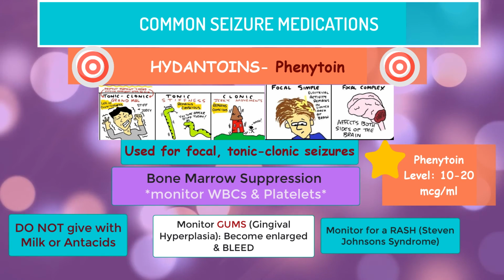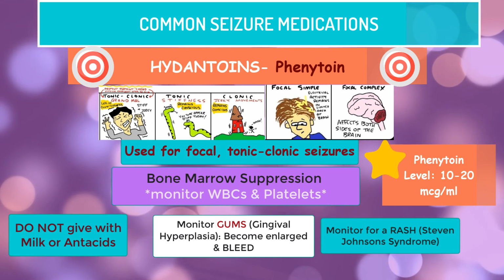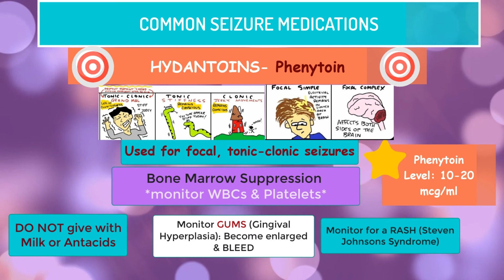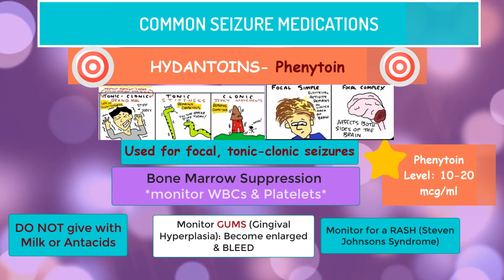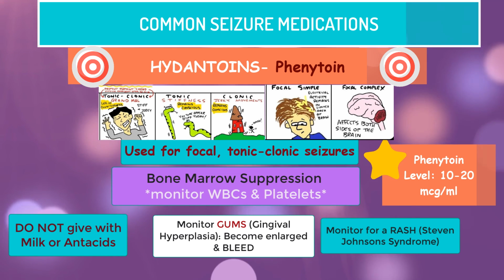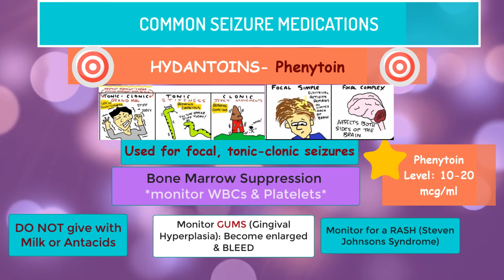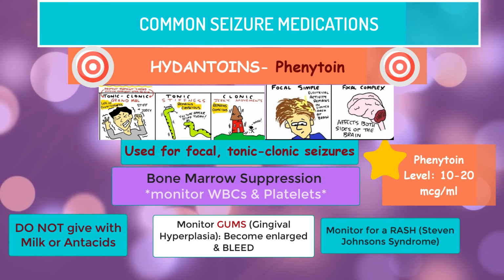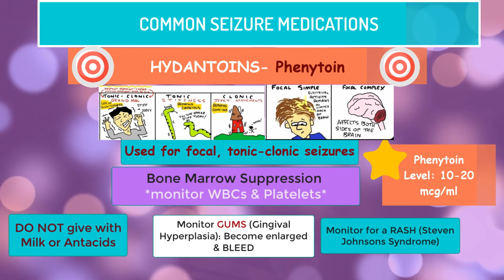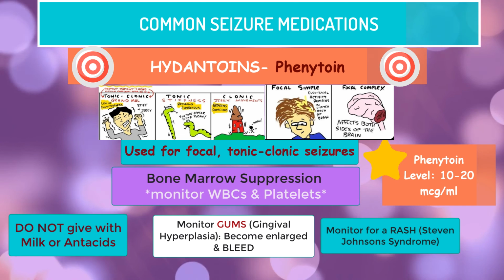It is also very important to educate your patients on monitoring for any rash. They need to look at their skin and see if any rash develops because, the same as phenobarbital that we discussed earlier, this medication can cause Stevens-Johnson syndrome. Another thing, please do not give this medication with milk or antacids, and it's very important that you educate your patient on this because milk and antacids can interfere with the absorption of the medication.